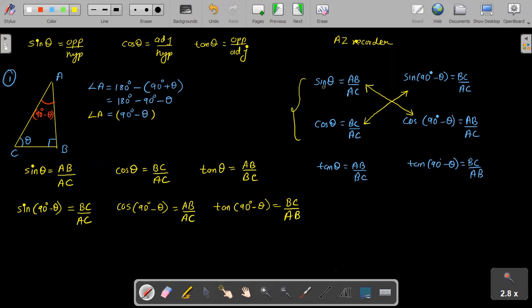Can I write sin theta is the same as cos 90 minus theta? Yes. So your first ratio to remember is sin theta equals cos 90 minus theta. This is the kind of formula which you will be using. And cos theta is the same as sin 90 minus theta. So cos theta equals sin 90 minus theta. This is the reason why we write like this.